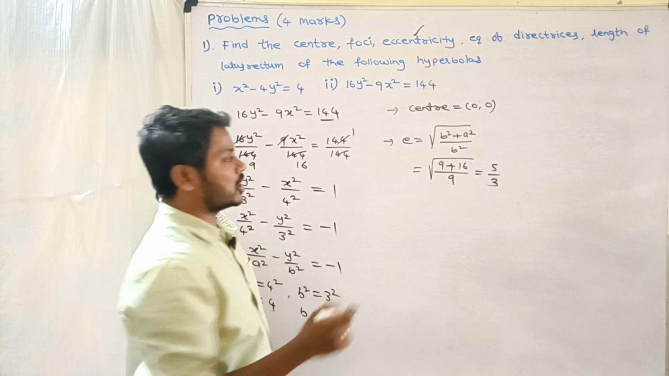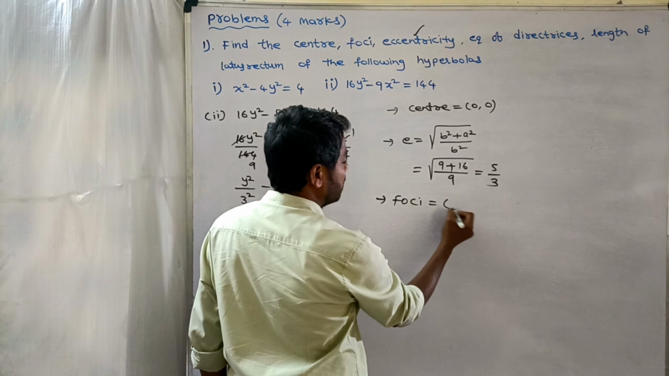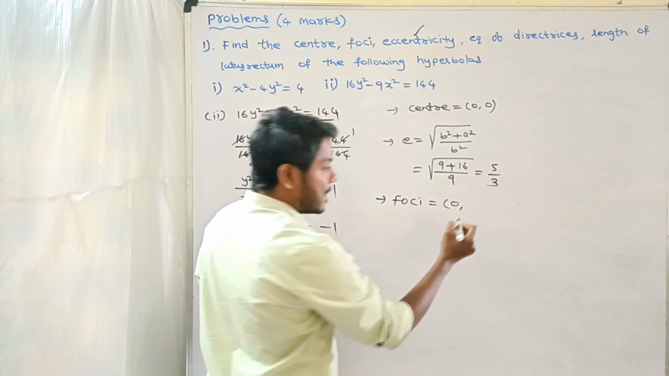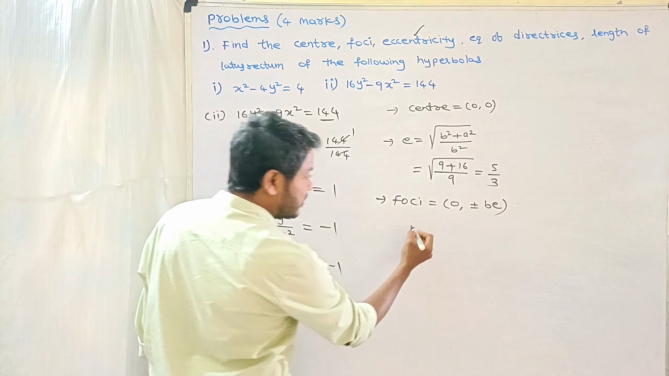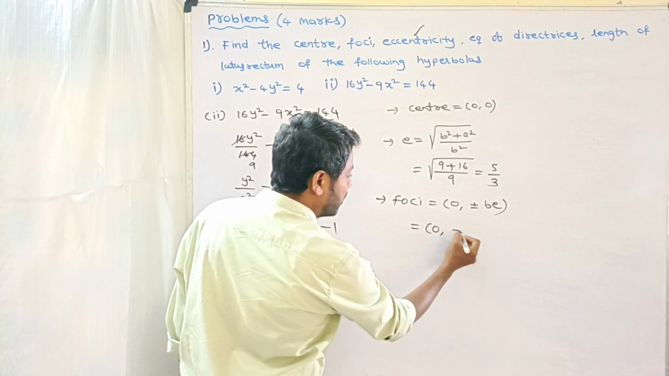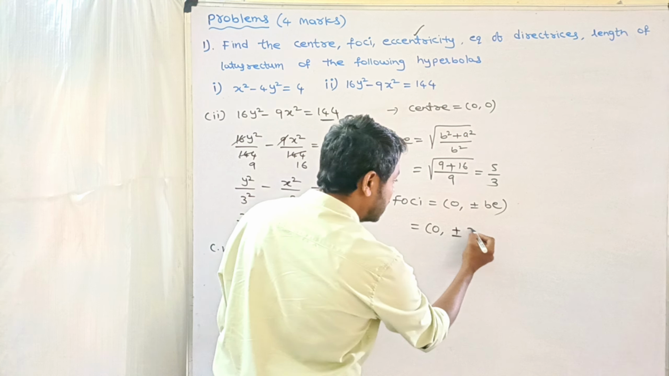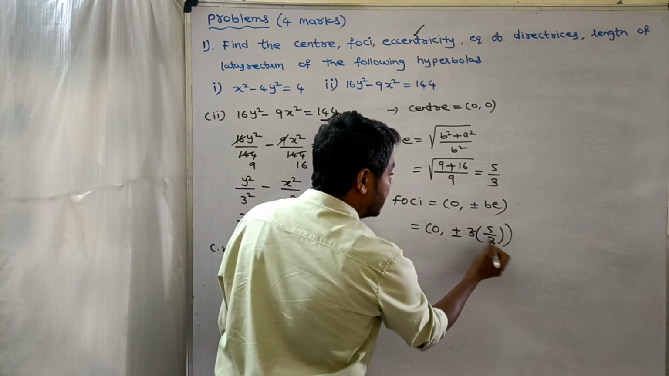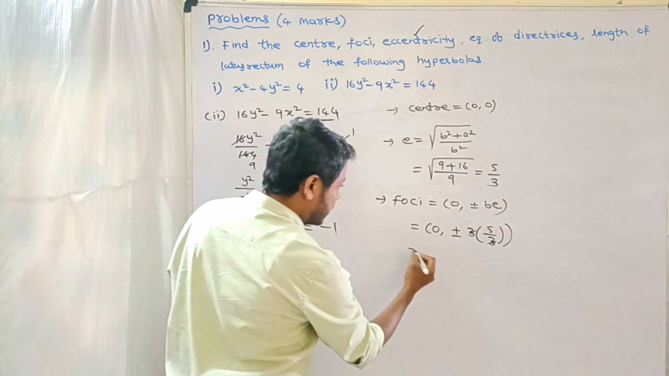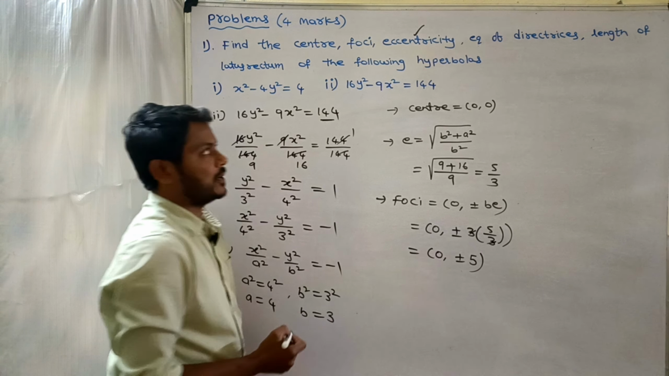Next you can find the foci. We know that the foci formula is (0, ±be). So which is equal to (0, ±), what is the b value? 3 into the e value, 5 by 3. Clearly the 3 gets cancelled. Therefore, what are the foci? (0, ±5).